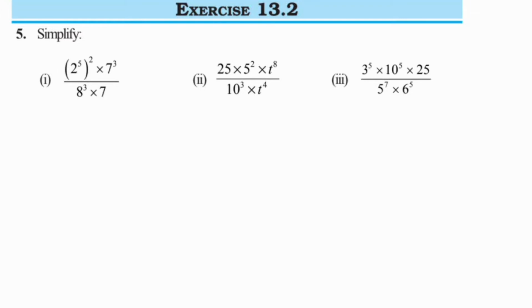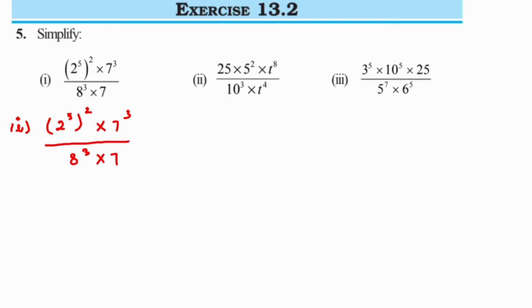And the fifth question is simplify. We have three questions to simplify here. We'll start with the first question. So I'm writing down the first question once again. So we have 2 to the power 5, again to the power 2, multiplied by 7 cube, upon 8 cube multiplied by 7.